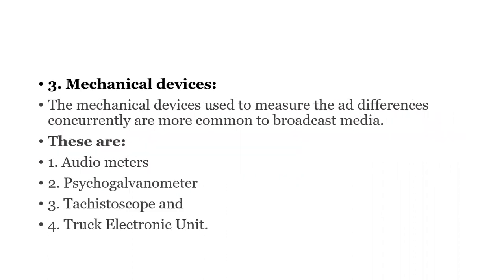Third is mechanical devices. The mechanical devices used to measure the ad differences concurrently are more common to broadcast media. So what they do is they go for audiometer, psychogalvanometer, stethoscope and track electronic unit. These are all mechanical devices they use to evaluate the effectiveness, what exactly they are looking into.